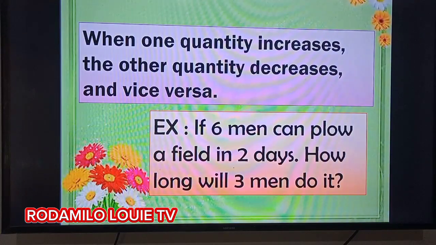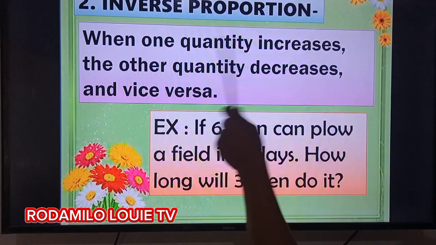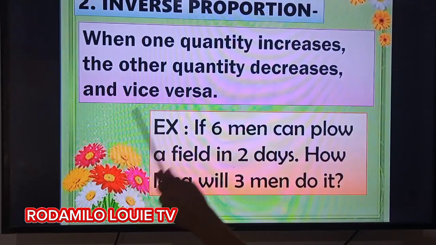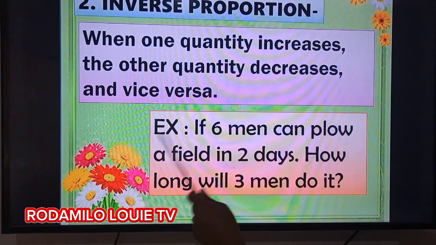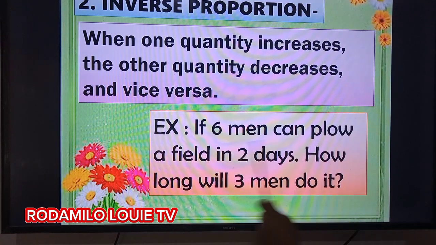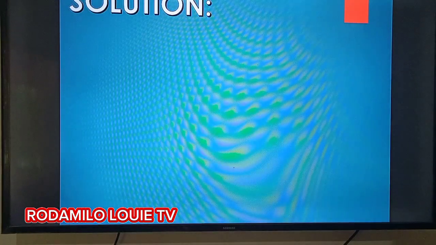Next, inverse proportion. So another type of proportion is inverse proportion. When one quantity increases, the other quantity decreases, and vice versa. Example, if 6 men can plow a field in 2 days, how long will 3 men do it? So this is our solution.